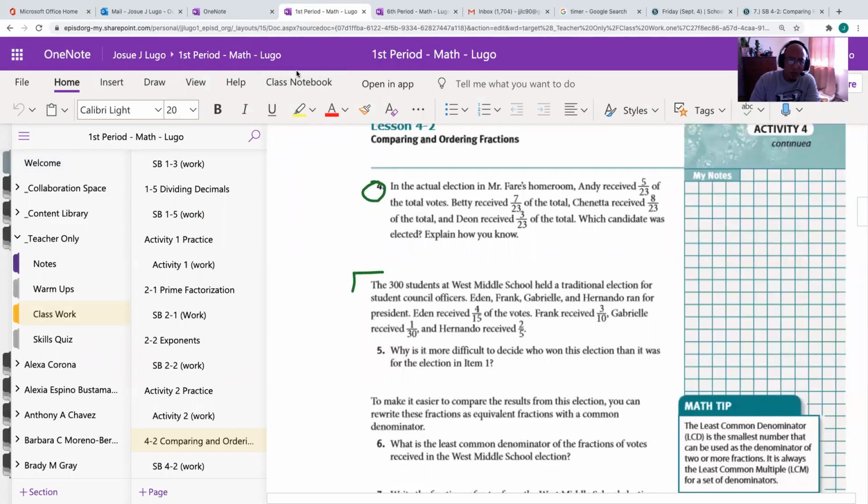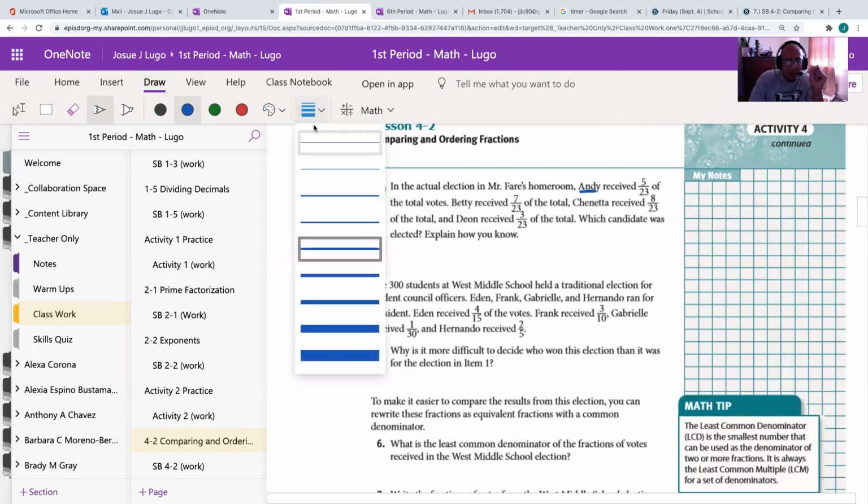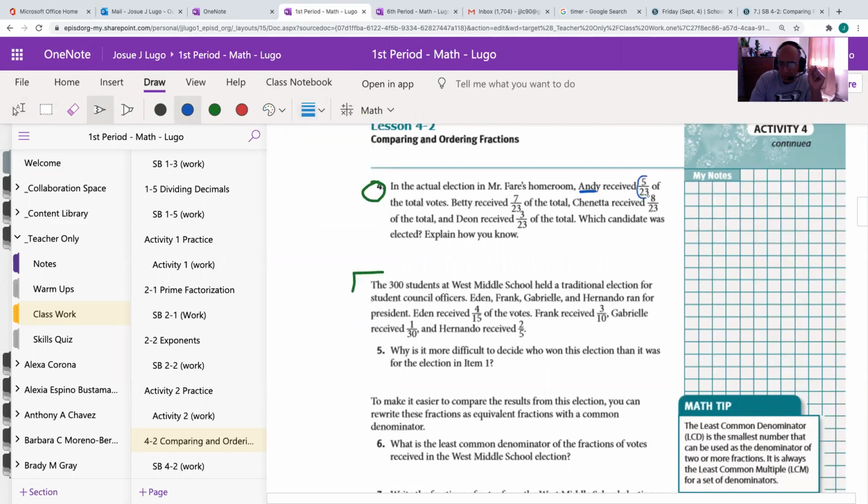Let's first circle our important information. So let's go to draw. And let's circle what is important. So obviously, they're having an election of some sort, and Andy here received 5 out of 23 of the votes. Okay, so we know that there's a total of 23. So if the fraction is 5/23, then the part that he received was 5. Remember, part is the numerator. Out of the whole, or how many pieces you need to have the whole classroom, 23. 23 people in that class.